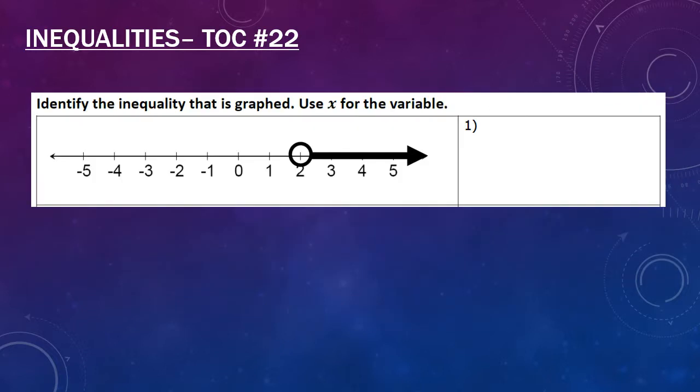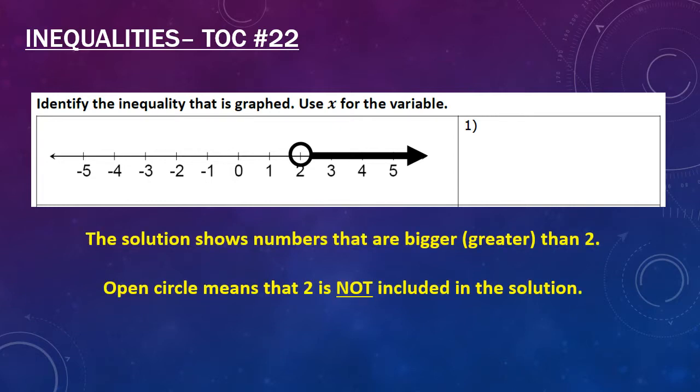Okay, so if we look at this example, we have an open circle. That means that when we see our inequality symbol, there will be no line underneath it. So in this case, I'm going to use X for my variable because that's what my direction says. X is going to be greater because I'm going to the right. It's greater than, and where my circle is, that's my number that I use. So X is greater than 2. The solution shows the numbers that are bigger or greater than 2. The open circle means that 2 is not included in the solution.